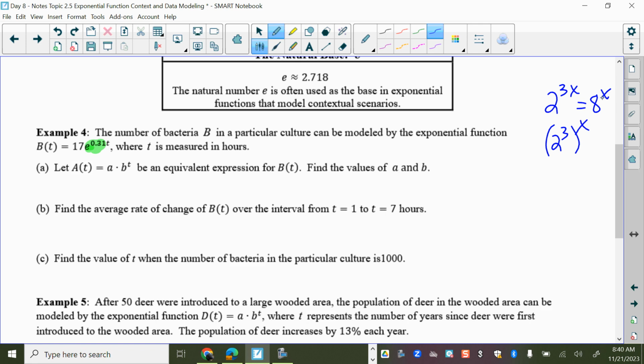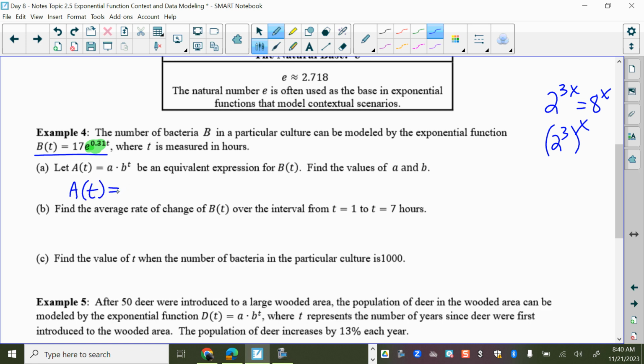It's telling me, okay, great, B is the bacteria formula, but make a new formula that's basically equivalent. It's like the same graph, same answers, but I want it to be nice and clean. I don't want this 0.31 with my exponent and all that. That's kind of annoying. So we know how to do that already. So A of T is going to be nice and clean.